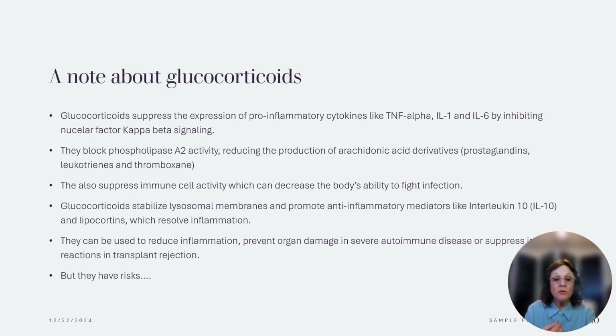So glucocorticoids stabilize lysosomal membranes. They promote anti-inflammatory mediators like interleukin 10 and the lipocortins, which help to resolve inflammation. And so that's why we use them to reduce really bad inflammation or to prevent organ damage in severe autoimmune disease or to suppress certain reactions like in a transplanted tissue rejection, but they also have very serious risks.